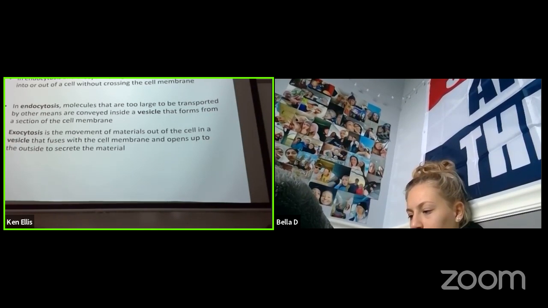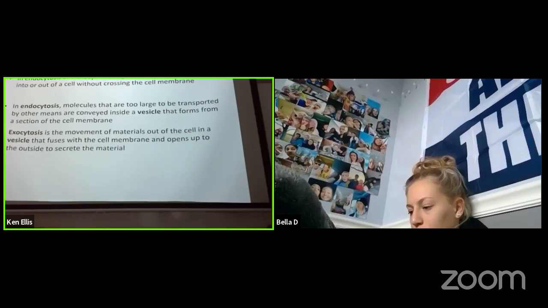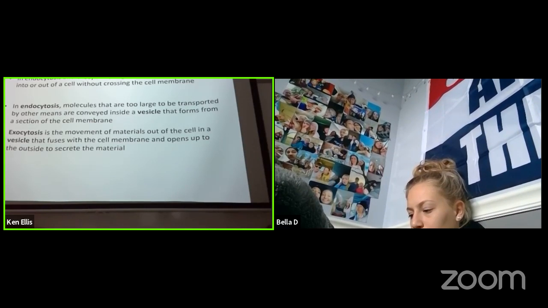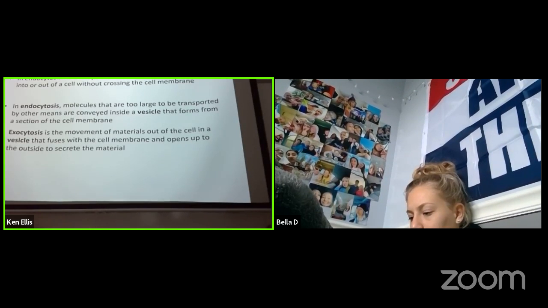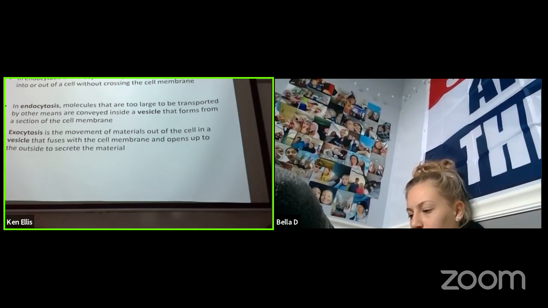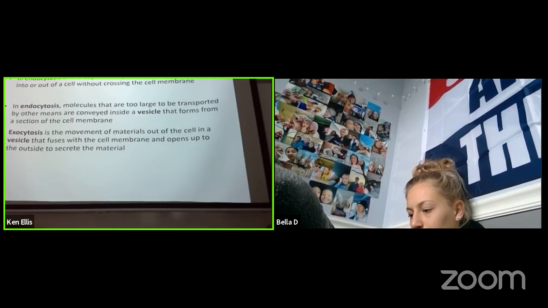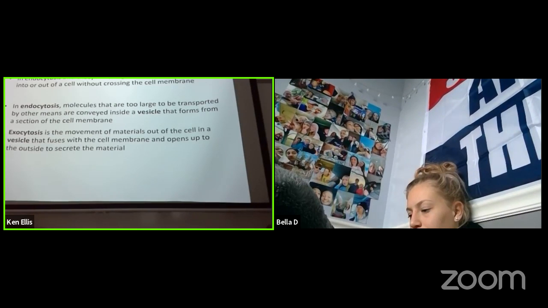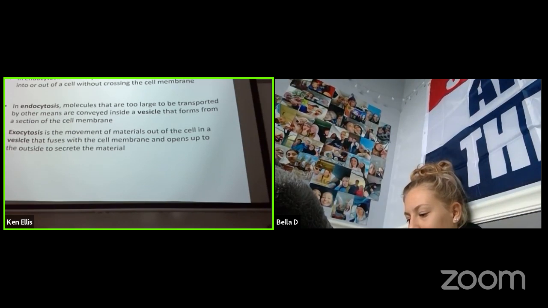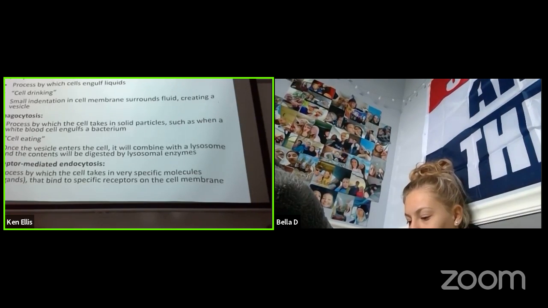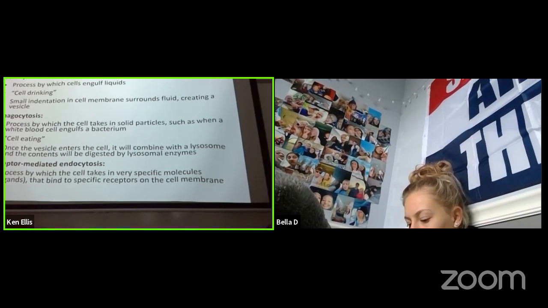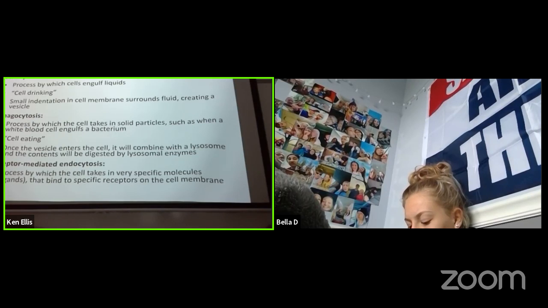Exocytosis is the movement of materials out of the cell: vesicles fuse with the cell membrane and open up to the outside and secrete. Like I could say, I'm secreting sweat on my hand. That's coming out of cells, collectively out of my skin right here. Now, there are three kinds of endocytosis. I think you probably know them all: pinocytosis, phagocytosis, and receptor-mediated endocytosis.